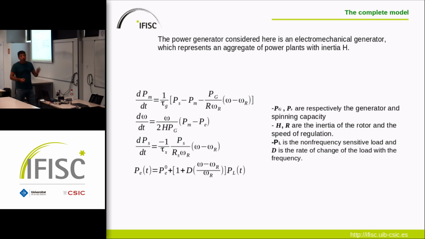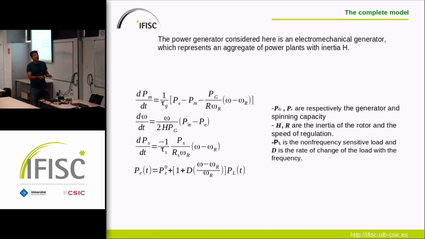So this is the complete model for the power plant. We have the swing equation, which is the variations of the frequency with the difference of the mechanical and electrical power, and then you have the primary control and secondary control. And then we need a model for the electric demand, that is fluctuating in time, and for this electric demand we put three terms.